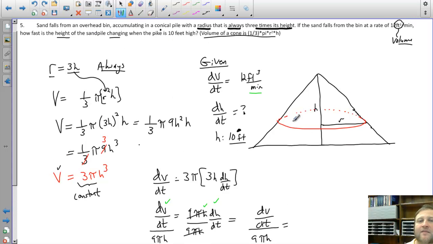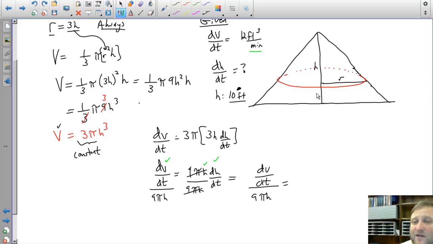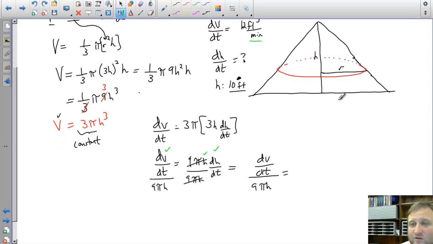Plugging in, dV/dt is a positive 12 feet cubed per minute. It's positive because the volume is getting larger. As we add more sand to the pile, the volume is increasing. So it is going to be a positive 12 feet cubed per minute divided by 9 times π times h.